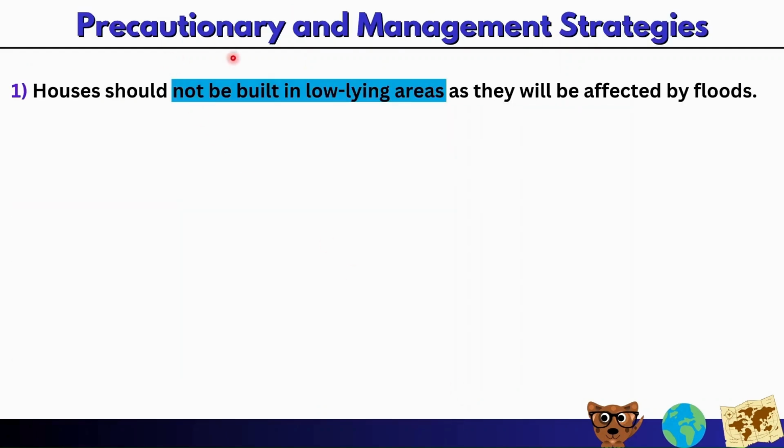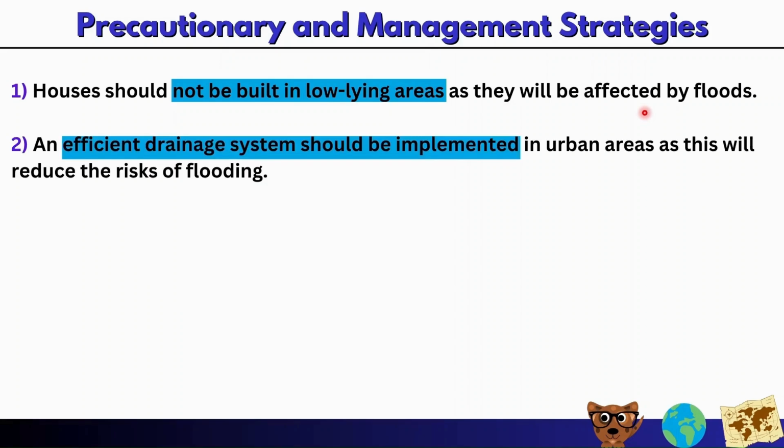Now we will look at the precautionary and management strategies, right? Obviously, these can also be asked in an essay form, and you would have to give 8 strategies and obviously explain each strategy. So today I'm going to be giving you 9, as that will definitely give you more than enough, right? And they all are simple, so they are easy to remember. So our first strategy is houses should not be built in low-lying areas as they will be affected by floods. Can you see? It's simple, easy to remember.